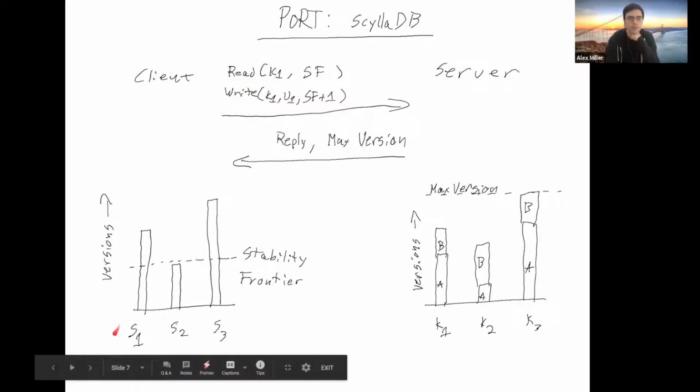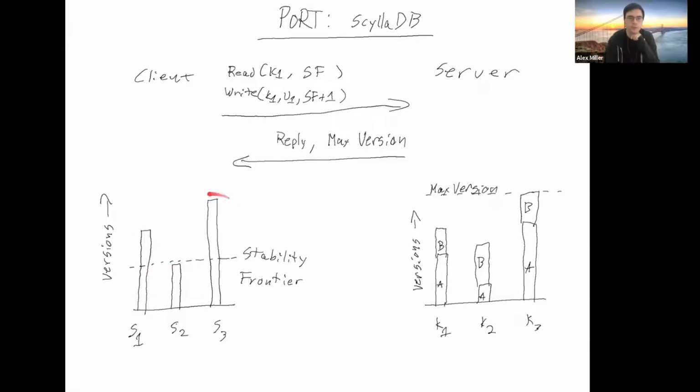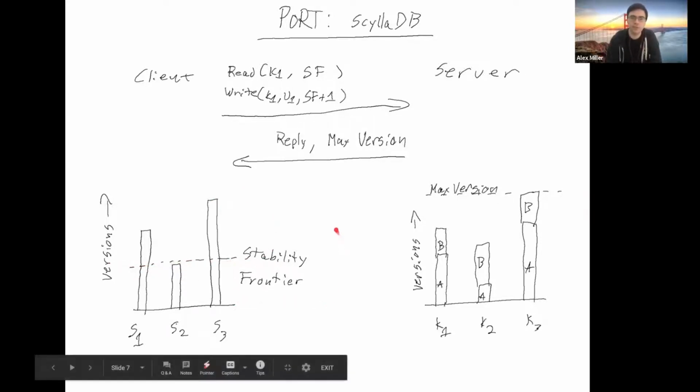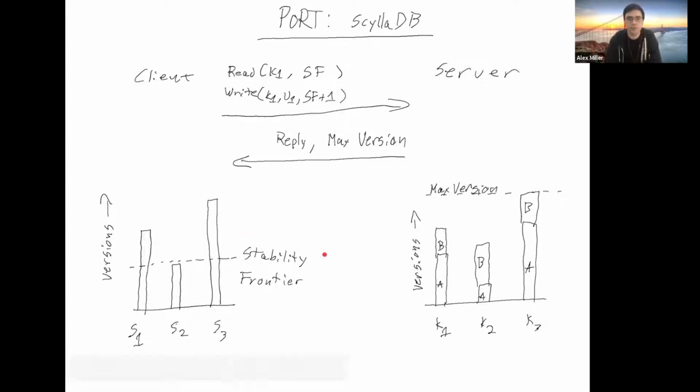A client maintains a map for all of the servers, the maximum version that it's seen from any server. And so in this case, we've seen up to some version threshold for server 1, up to some version threshold for server 2, up to some version threshold for server 3. And we take the minimum of all of these, and we call this the stability frontier, which sounds like a Star Trek episode.